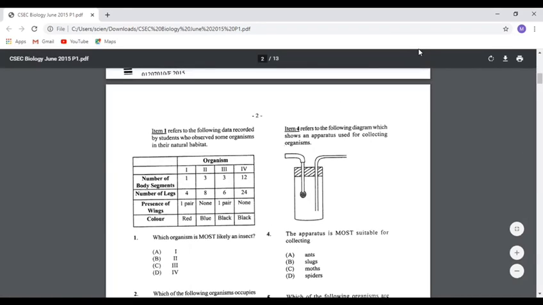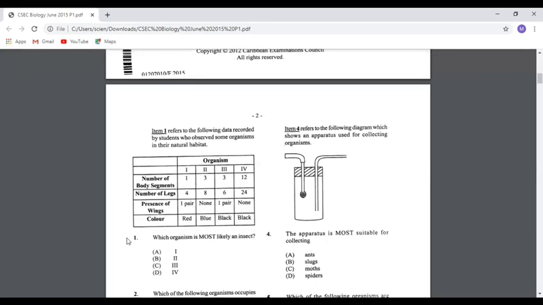So question one. Item 1 refers to the following data recorded by students who observe some organisms in their natural habitat. So usually when I get a question like this, I normally move to the actual question before I go through the table. So question 1, which organism is most likely an insect? So now I know that I'm looking for characteristics of an insect. Let's just go to the table.